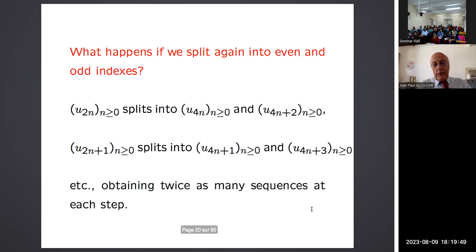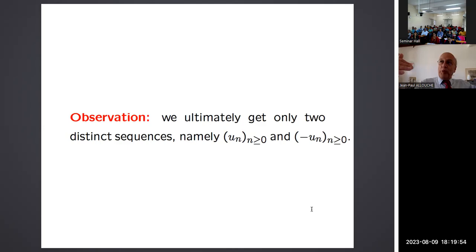and ultimately, we get only two distinct sequences, because at the first step, remember, when we have split only one time, we have got u_n and minus u_n, the sequence u_n equals minus u_n. And if you do that again, you stay in the same set of sequences, okay?